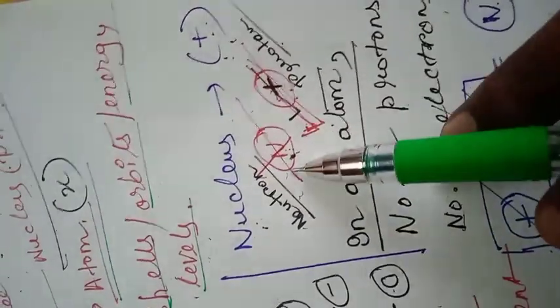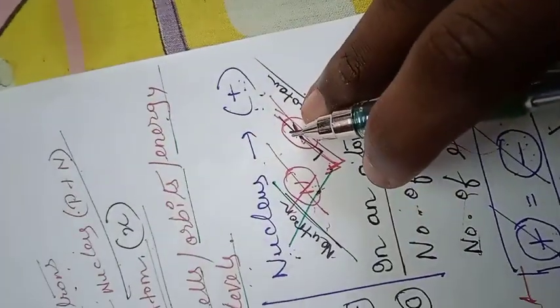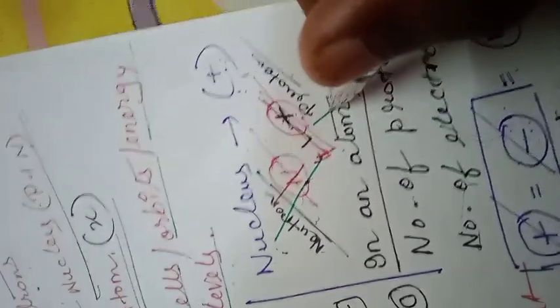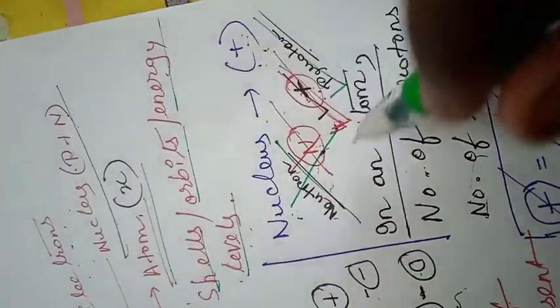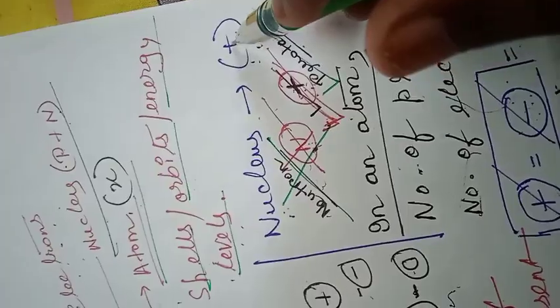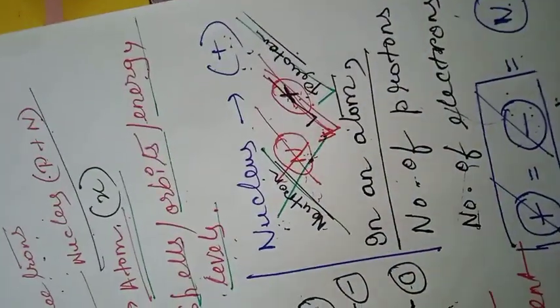One is negative, another is positive. Zero or neutral are not at all applicable. That's why it was already crossed out, and these are already ticked. Therefore, this is my neutron, a neutrally charged particle, so we are going to give a big cross mark to it. And for the proton, since it's a charged particle, we are going to give a big tick mark to it. As a result, we can say that the charge of the nucleus is always positive. Now what is the charge of an atom?